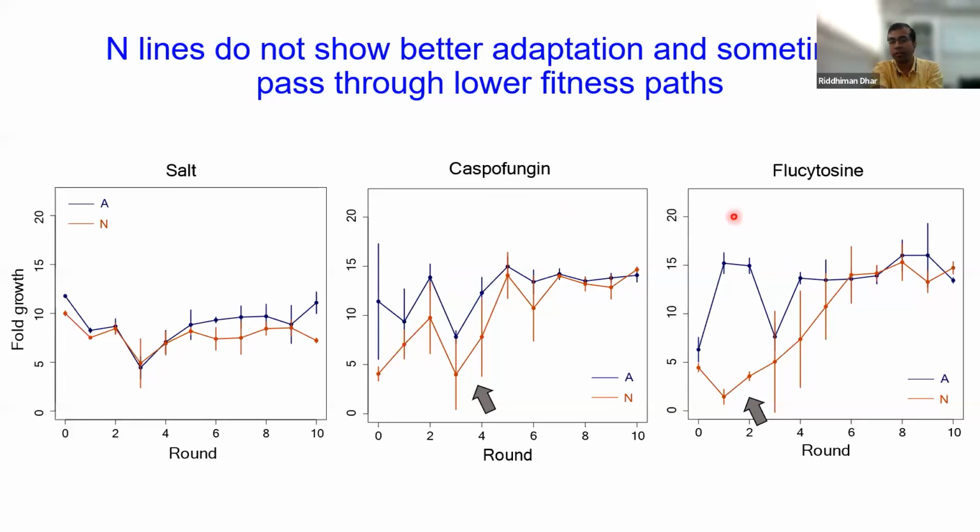And in these two antifungal compounds, what you'll see is that N lines actually pass through lower fitness values. So here are the fitness values of N lines versus rounds, and the N lines actually pass through lower fitness values than the A lines.